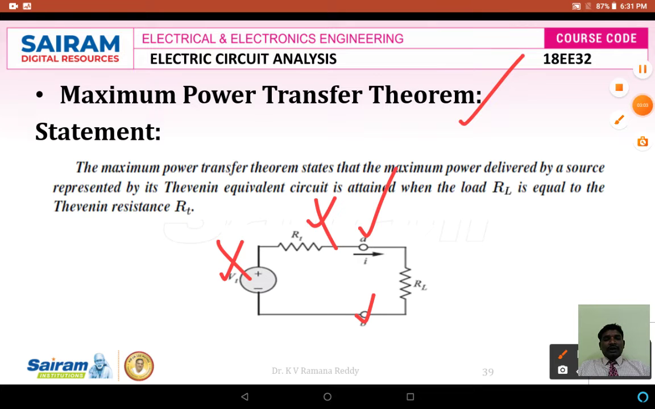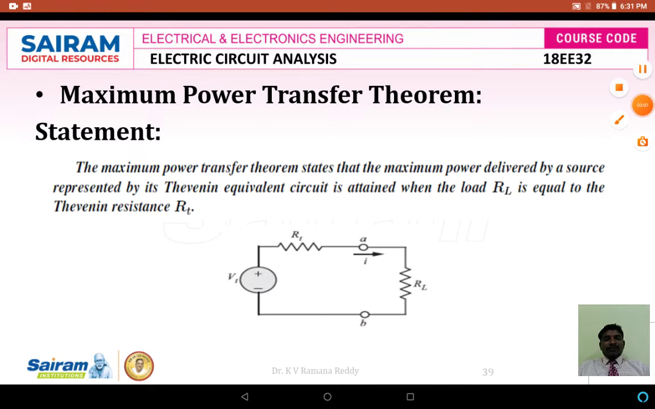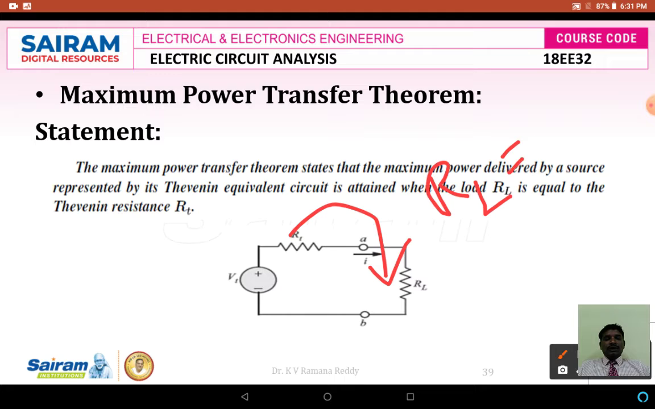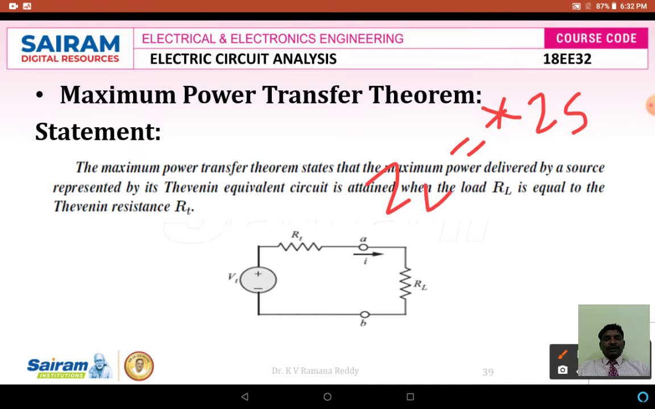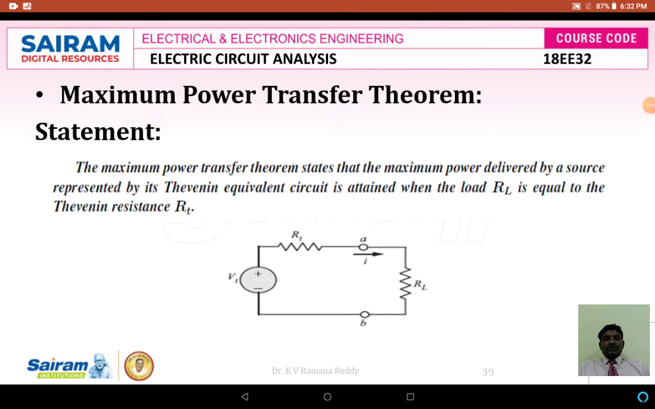In the maximum power transfer theorem, the maximum power is delivered from source to the load only when the load resistance is equal to the source resistance in the case of a DC power supply. But in the case of an AC power supply, the maximum power is delivered from source to the load whenever the load impedance value is equal to the complex conjugate of the source impedance. That means, suppose the load impedance value is 2 plus J3, then the source impedance value is 2 minus J3. So this is the way we transfer the maximum amount of electrical power from source to the load.